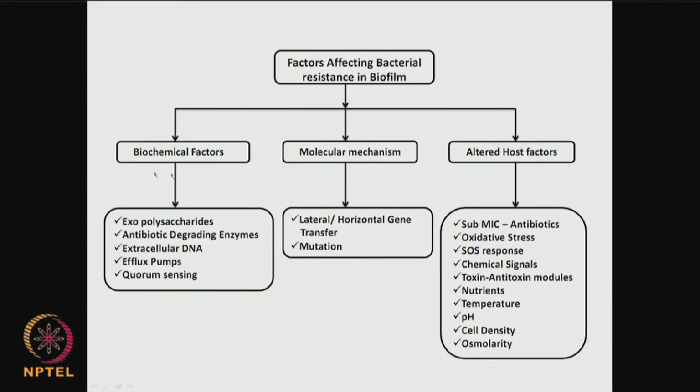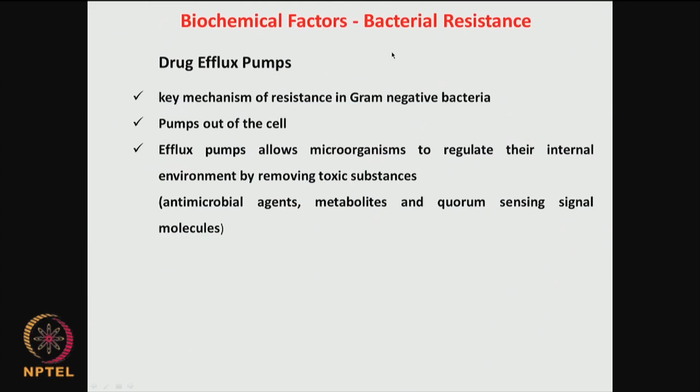The factors that affect bacterial resistance, we can group into biochemical factors, molecular mechanisms, and altered host factors. Biochemical factors, like I mentioned, are exopolysaccharides, antibiotic degrading enzymes, extracellular DNA, efflux pumps, and quorum sensing. If you look at molecular mechanisms, there could be gene transfer, lateral gene transfer or horizontal gene transfer. Sometimes the bacteria mutate as soon as they settle on the surface. All these can lead to antibiotic resistance.